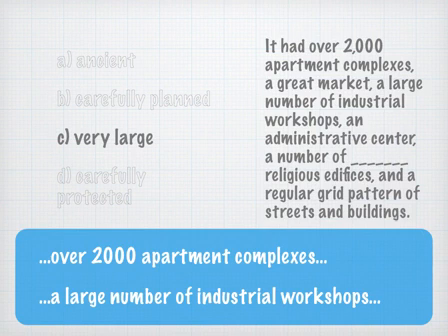We can see this running theme, this idea that the writer wants to get across to you the scope and the size. 2,000 apartment complexes, a large number. And it's a running theme that goes through this big list. It all relates to each other, and we can say with pretty much certain confidence that "very large" does linguistically fit into this list, and it is the right answer.